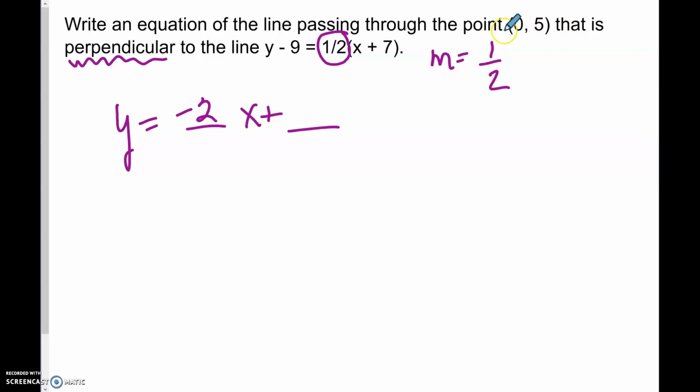And we want it to go through this point 0, 5. Now some of you might substitute the x value in for 0 and your y equals value is 5, but some of you might also remember that if your x value is 0, that is the y-intercept. So if we're going to go through that point, that is going to be your y-intercept. Okay, so a couple little tricks there. Hope your homework goes well for you on lesson 3-5.